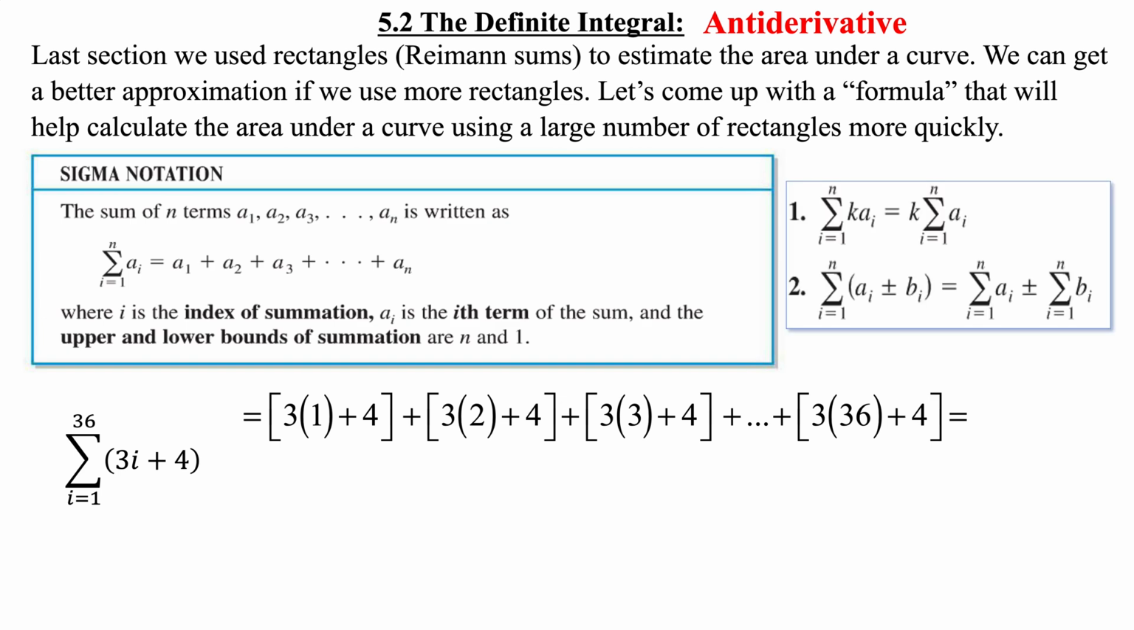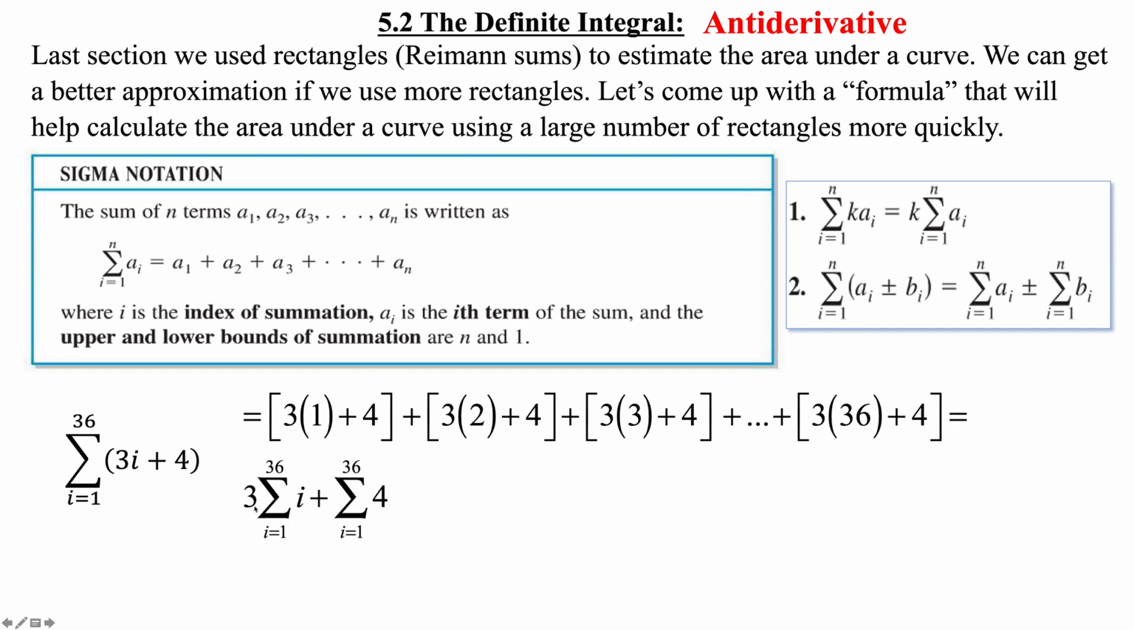So what we could do is break this up into some nice little identities that we have for our summations. This first one says that if you have some kind of scalar value or a coefficient being multiplied to your changing variable, your i, then just factor it out in front so you don't have to multiply 36 times. And the second one says, if you're adding or subtracting two things inside your summation, you could separate them. So instead of adding 4 all the time, we could just take out all the 4s and just add the 4s together.